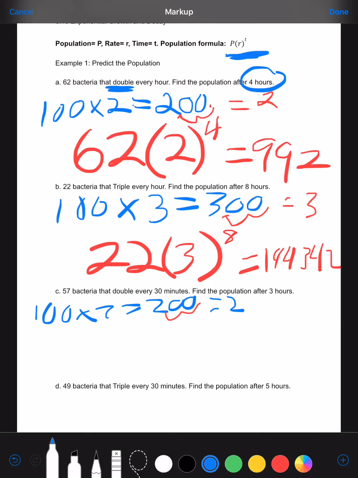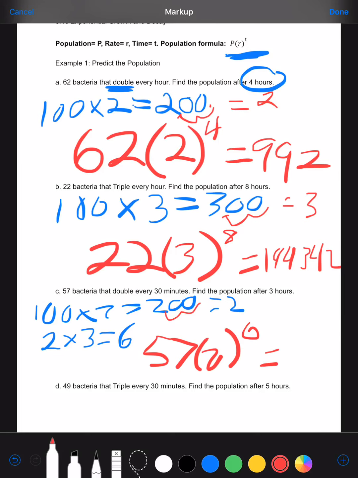But we also have to figure out what our T is going to be. Because we have 30 minutes as our original time, but it's asking us in 3 hours. So, we got to figure out how many 30 minutes are in an hour. So there's 2 sets of 30 minutes in an hour. So we're going to do 2 times 3, which gives us 6. So that's going to be our time, is 6. So now we're going to plug this stuff into our formula. So 57 times 2 raised to the 6th power.